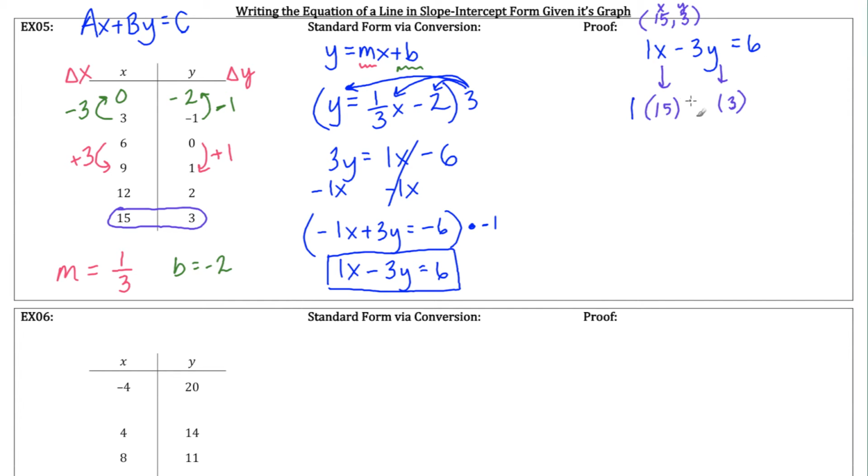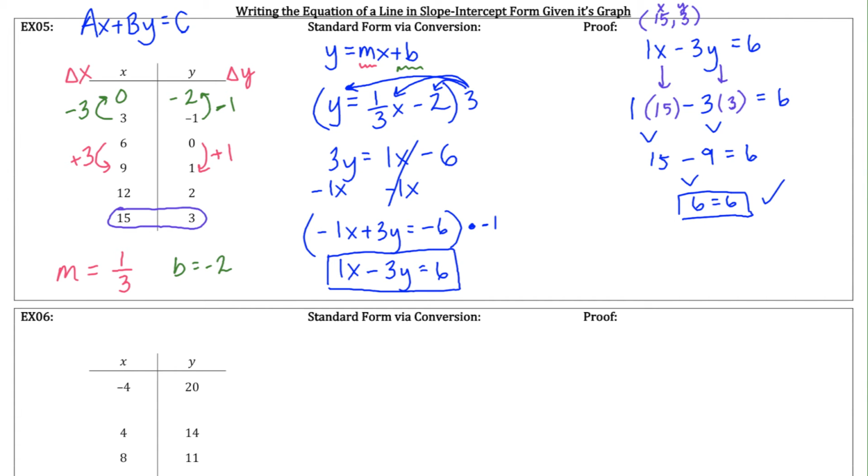So we get 1x minus 3y should equal 6. 1 times 15 is 15. Negative times a positive is a negative. 3 times 3 is 9. 15 minus 9 is 6. And 6 does in fact equal 6. I'm actually going to write this part a little bit better. 15 minus 9 is 6, which equals 6.